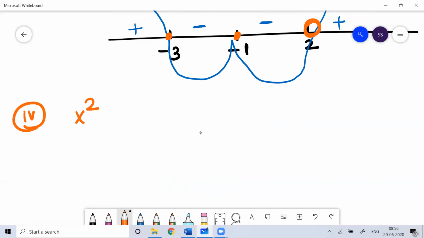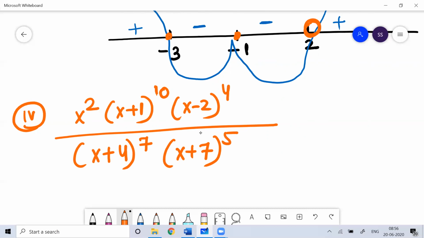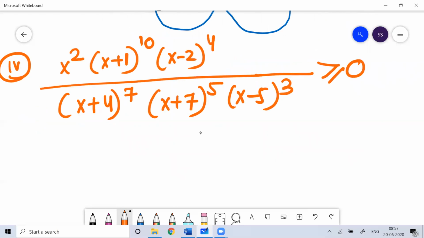The next question to discuss is x square into x plus 1 to the power 10 into x minus 2 to the power 4 divided by x plus 4 to the power 7 into x plus 7 to the power 5 into x minus 5 to the power 3, and that is greater than or equal to 0. So this is the equation if I'm asking to solve it. So again, very easy. Draw the number line.